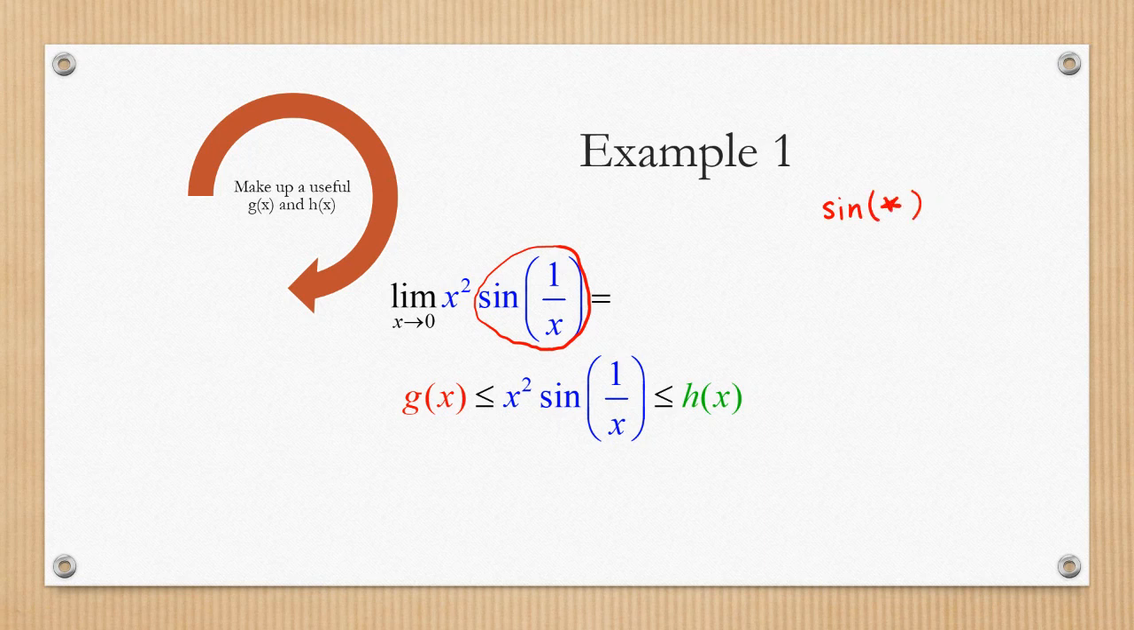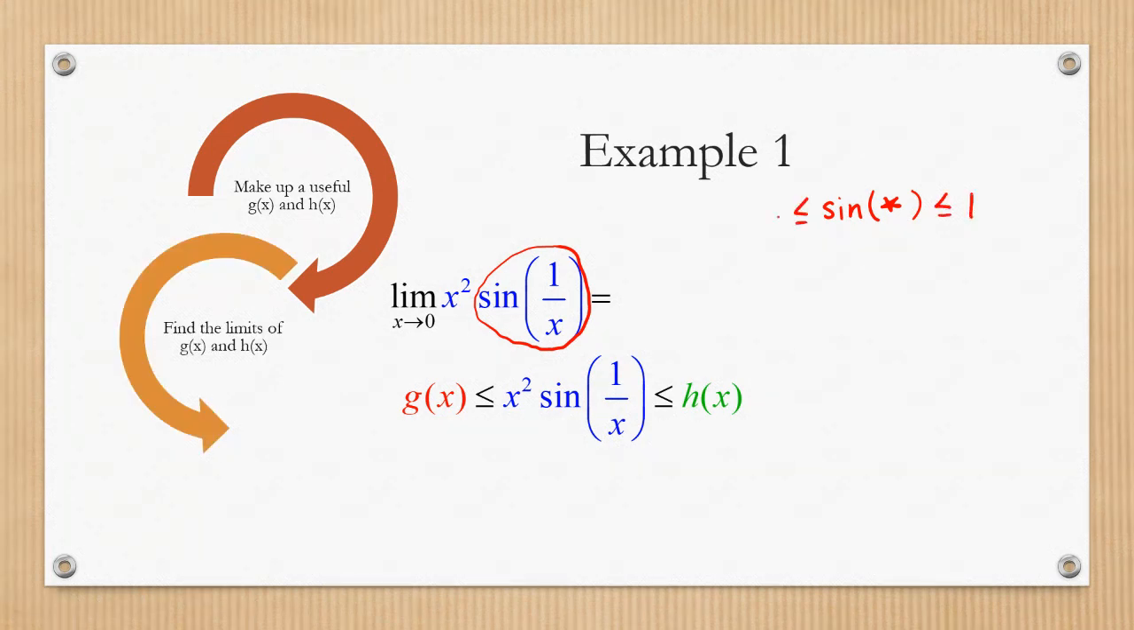No matter what the input is, the sine function is always going to be stuck between negative 1 and 1, because the sine function has a range from negative 1 to 1. It can't get any smaller than negative 1 or any bigger than 1. So as I'm making up a useful g and h, I'm going to make use of that fact, and I'm going to say, well, let's let g of x be x squared, which is this part, x squared, times, instead of this big ugly sine function, times negative 1.